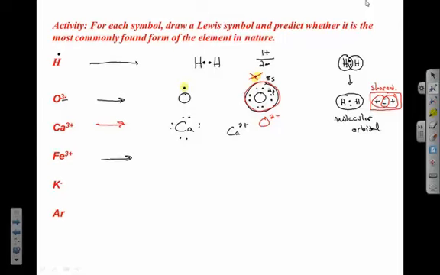Iron 3+ is a tricky one. The transition metals often have a weird number of valence electrons. So if we wanted to work this one out, we would start with the iron, which would have 1s2, 2s2, 2p6, 3s2, 3p6, 4s2, 3d6.